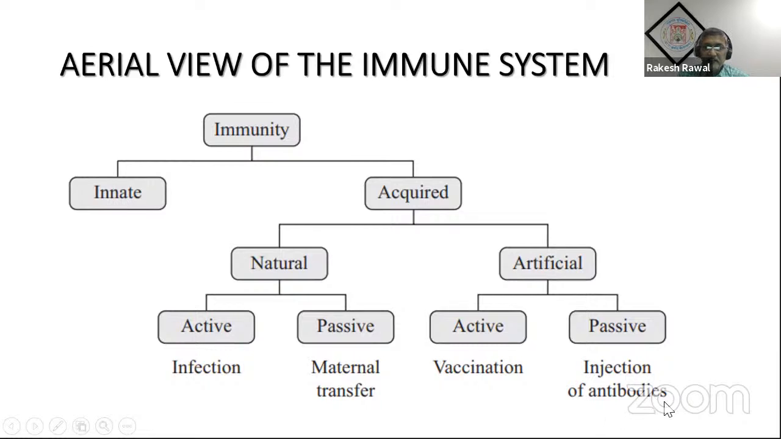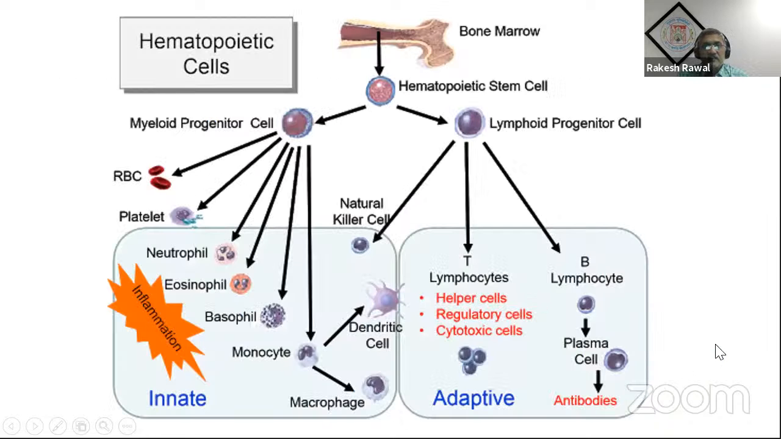So currently we are much more hopeful that we will get a good vaccine so that we all will get rid of future infection. But where do these cells come from? If you look at the bone marrow, it is the major source of our hematopoietic stem cells.